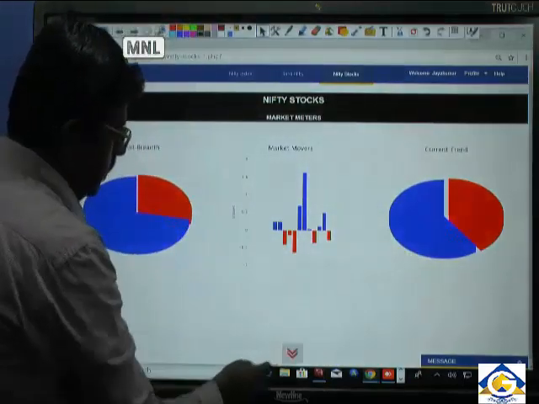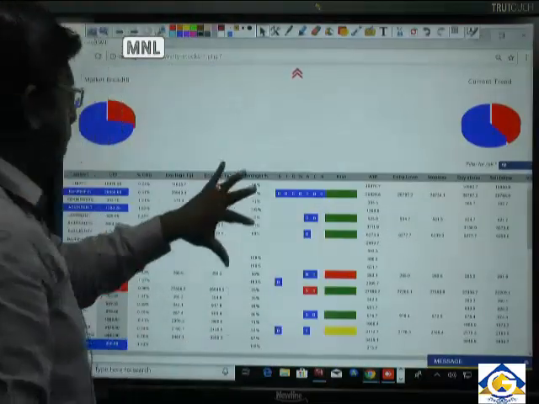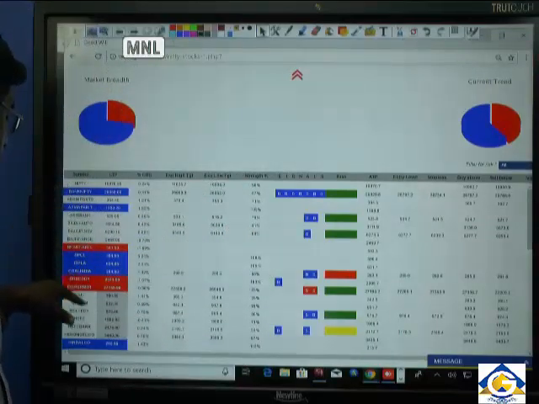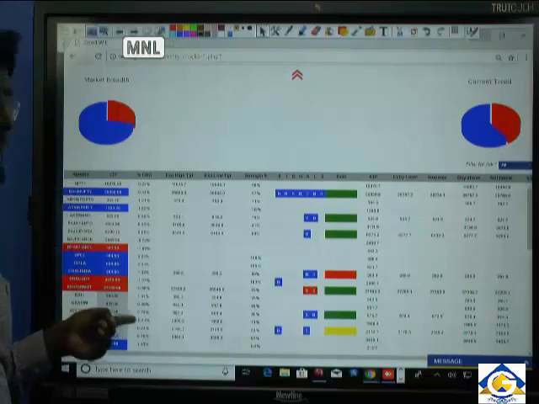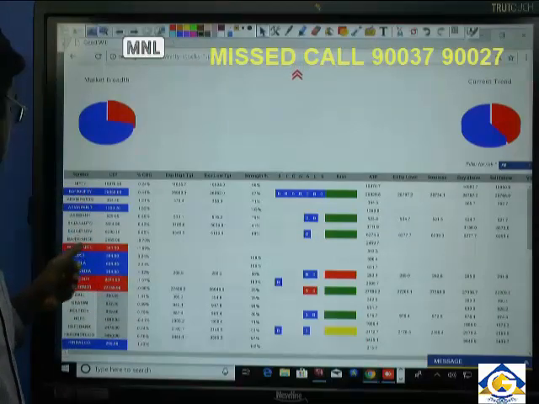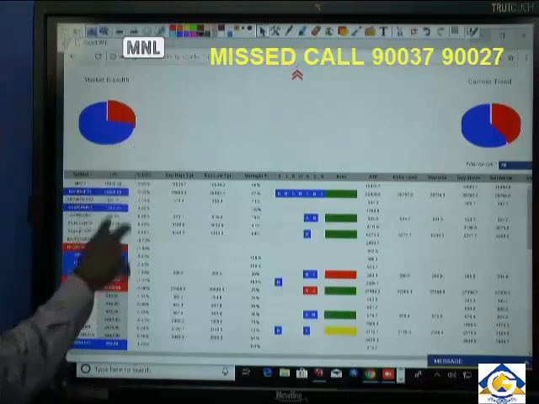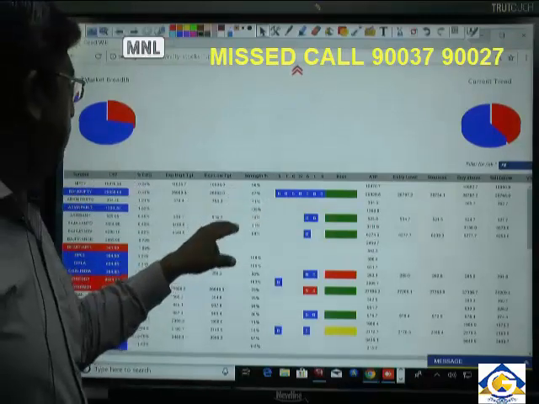So if you just go down here by clicking this arrow mark, you will get a screen like this. You can see all the stocks in alphabetic order. Axis Bank, Bajaj Auto, all Nifty stocks you can get, and the top two will be Nifty and Bank Nifty, which we already saw in a separate page.